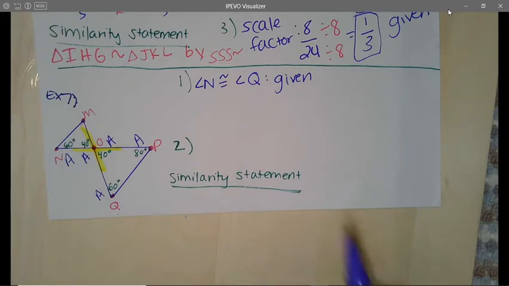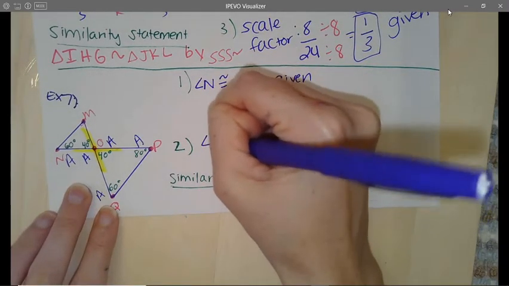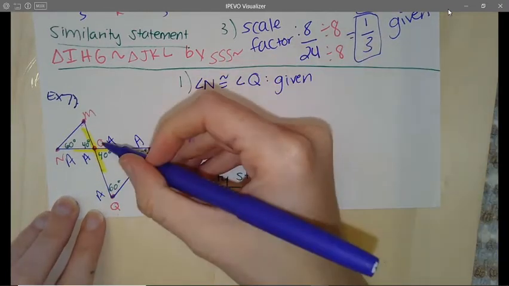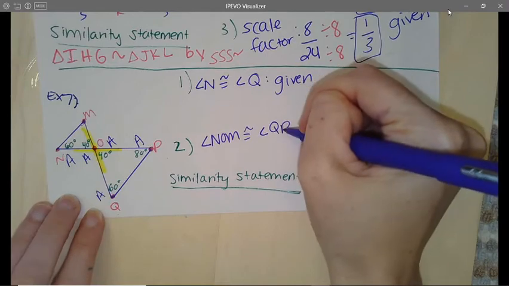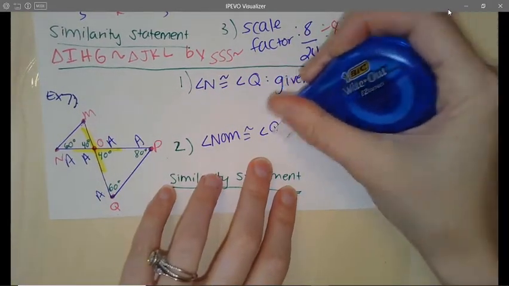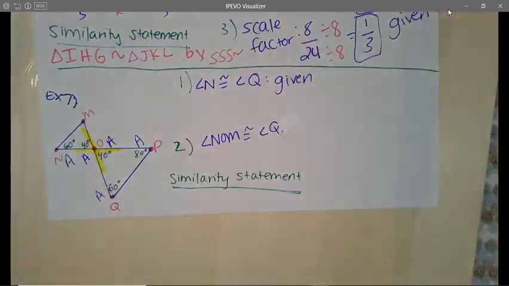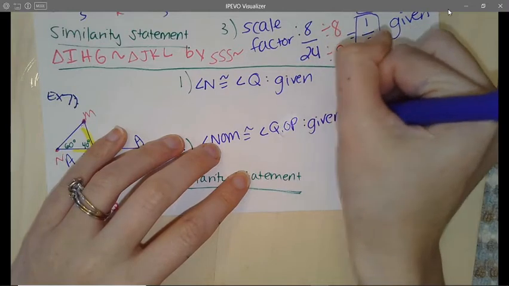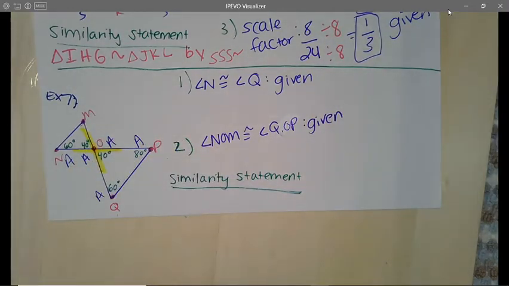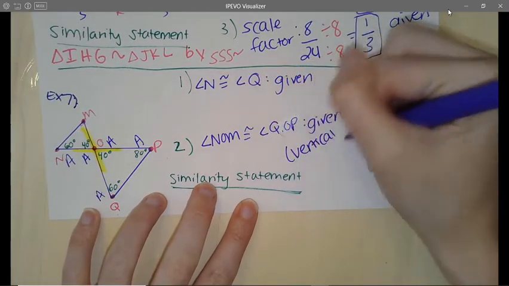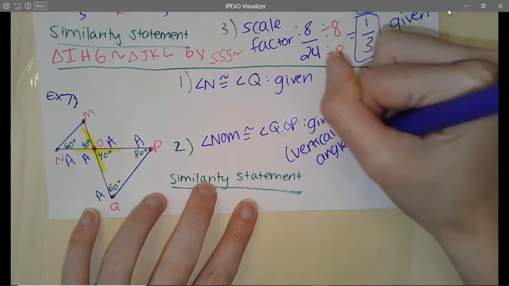So I can also say that angle NOM is congruent to angle QOP, because they were given to me. If you want to also write something about how they're vertical angles, you could. You could say, by the vertical angle theorem, they're also congruent. So, secretly, they're also congruent by the vertical angle theorem, if you want to include that.